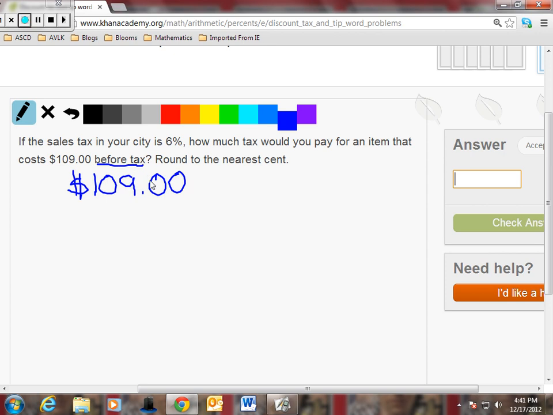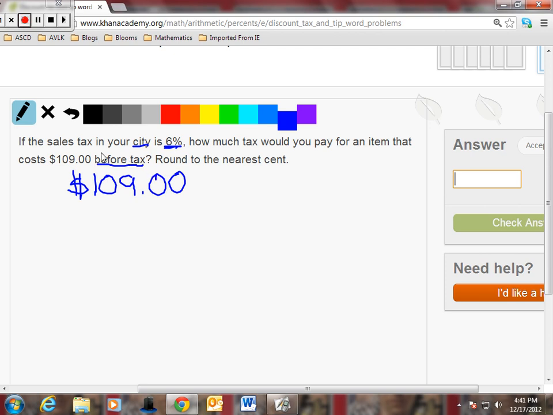Now, keyword here, that is before tax. That's the price of it just sitting there on the shelf. Now, we don't really necessarily have city tax. We usually have county tax, sales tax. You'll see here, this one is 6%. How much do you pay for an item that costs $109 before tax?